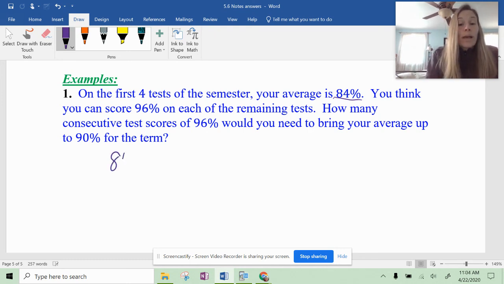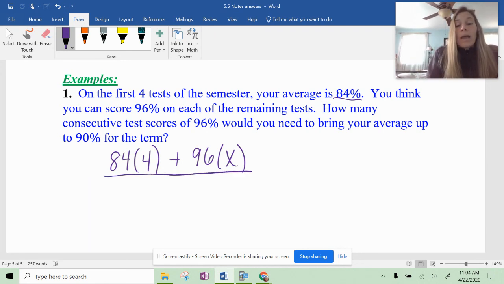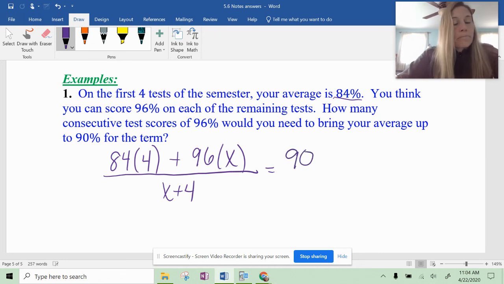So far we have 4 scores at an 84. So you would multiply 4 times 84, right? Plus, you're going to get 96s on the remaining tests, and you don't know how many there will be, so we're going to make that x. And all of that's going to add up, because you would add up all your test scores, and you would divide it by x plus 4. So x is how many tests you have left to take plus the 4 that you already took. Or you could write 4 plus x. But you want that average to be a 90.